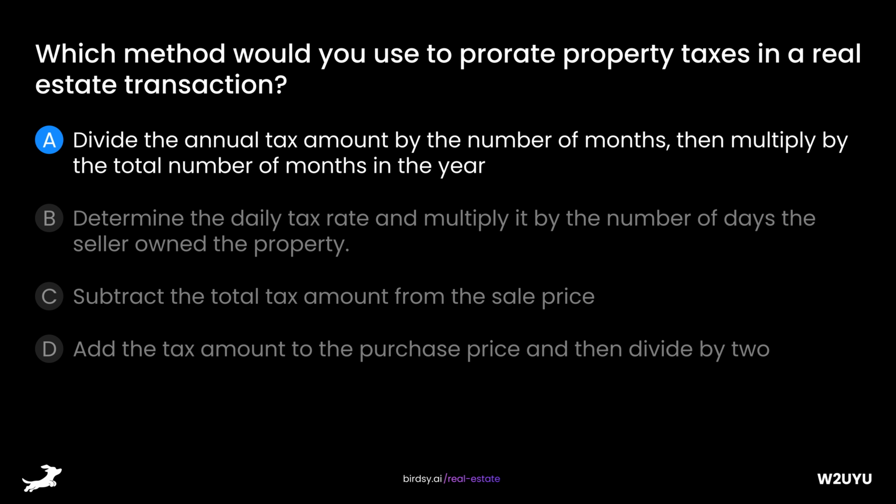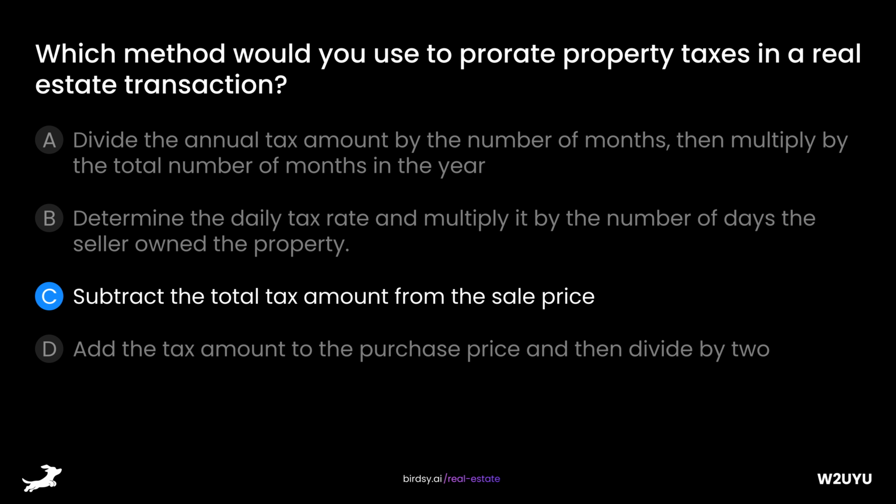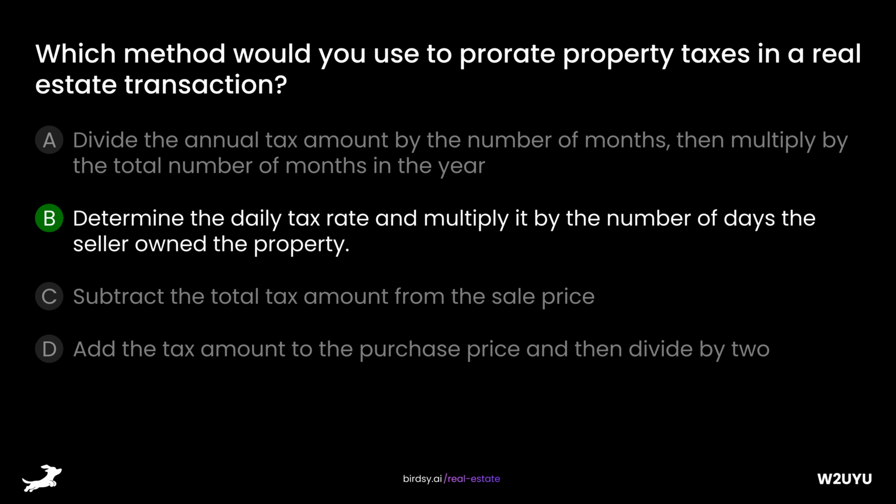Is it A, divide the annual tax amount by the number of months, then multiply by the total number of months in the year? B, determine the daily tax rate and multiply it by the number of days the seller owned the property? C, subtract the total tax amount from the sale price? Or D, add the tax amount to the purchase price and then divide by 2? The answer is B, determine the daily tax rate and multiply it by the number of days the seller owned the property.